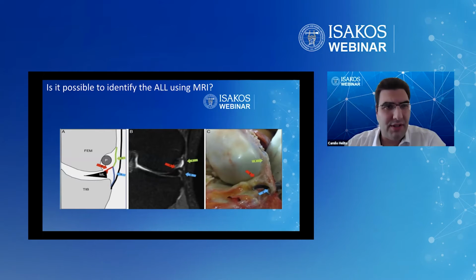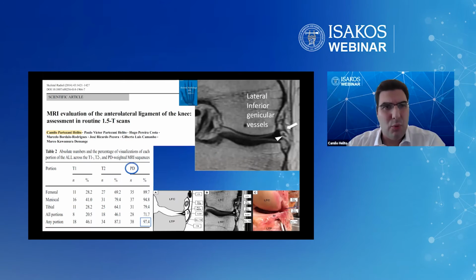And the first question is, is it possible to identify the ALL using MRI? We started to look for that in 2013. We did several studies and we found that for a proper identification, you have to use the coronal and axial sequences side by side. And we have to use the lateral inferior genicular vessels, as the ALL bifurcates just proximal to it. So by using these tips, you can find the ALL in almost all cases.